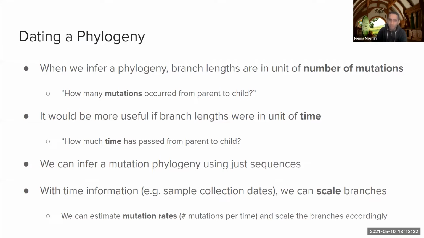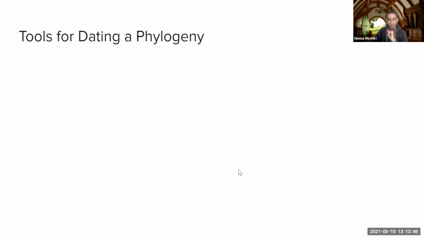Okay, so what I'm essentially doing is estimating a mutation rate for each branch. I'm basically estimating the number of mutations per time along this branch. So I know the number of mutations along this branch. Now let me rescale it by the mutations per time to rescale it to be in unit of time.